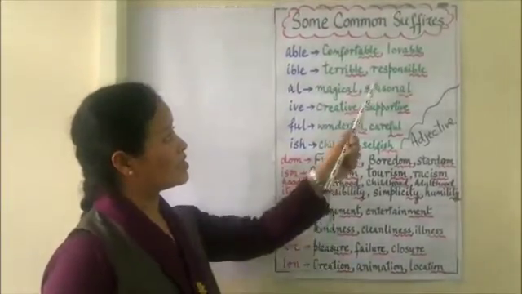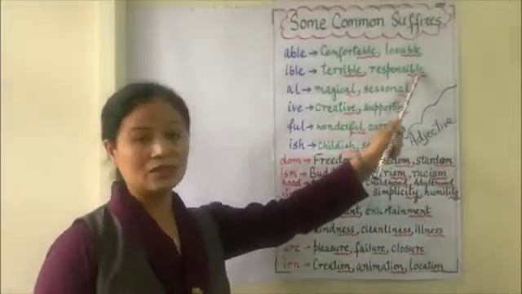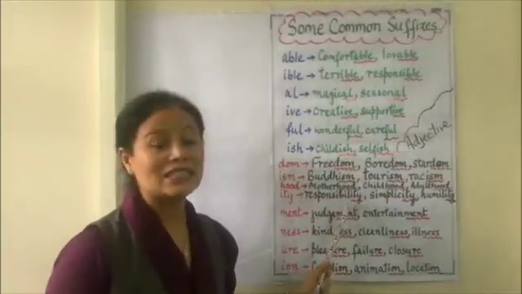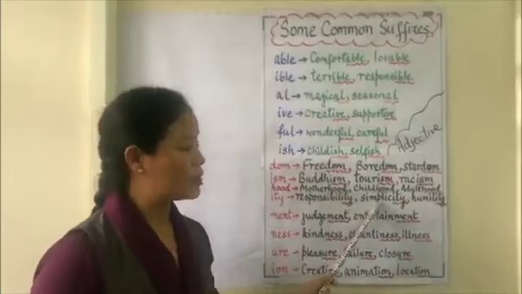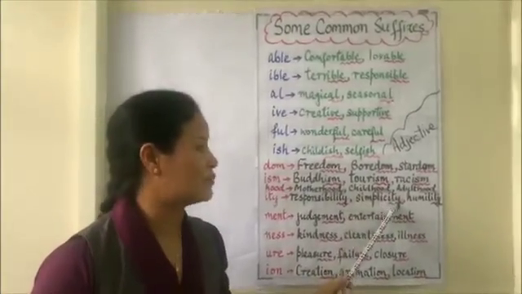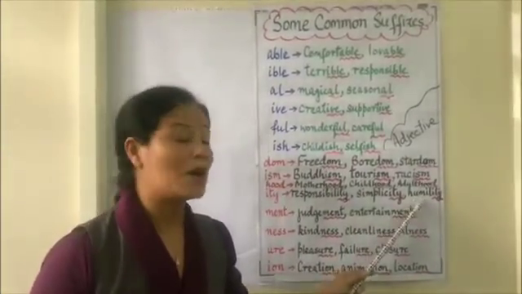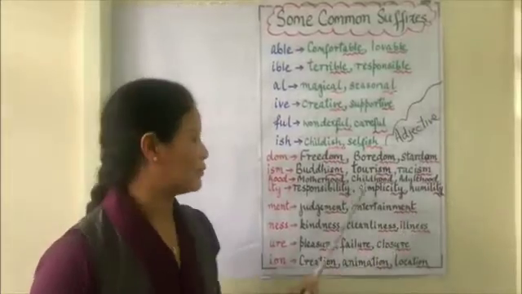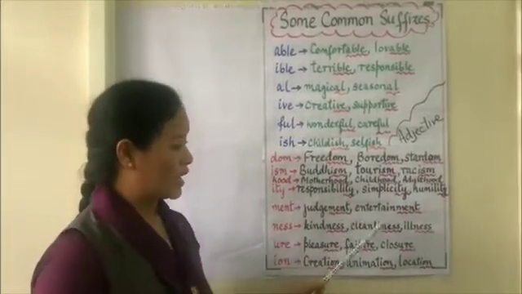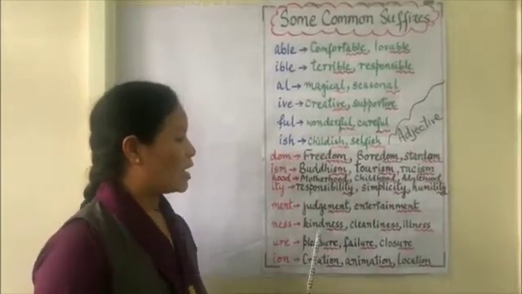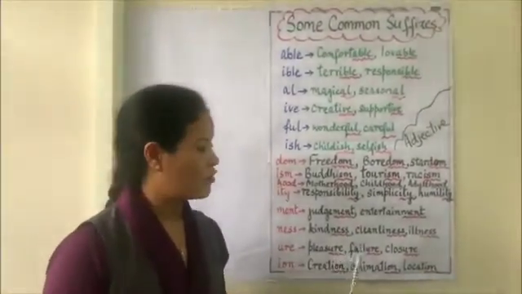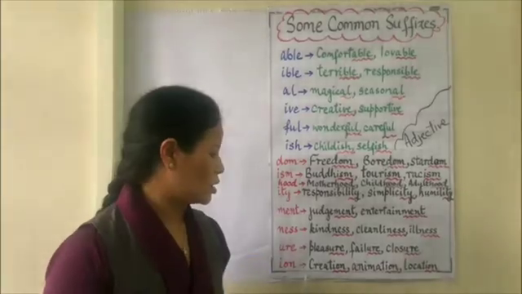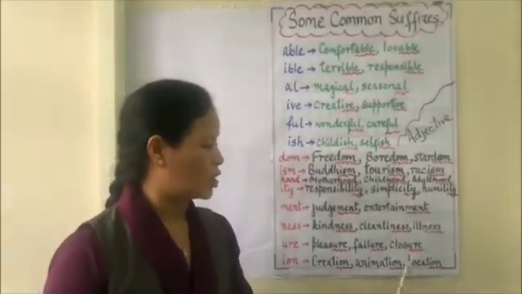Then responsibility, I just talked about. Responsible, responsibility. This is the noun form and this is the adjective. And then from the word simple, we have simplicity. And from the word humble, we have humility. Then judgment, entertainment, kindness, cleanliness, illness, pleasure, failure, closure, creation, animation, location.